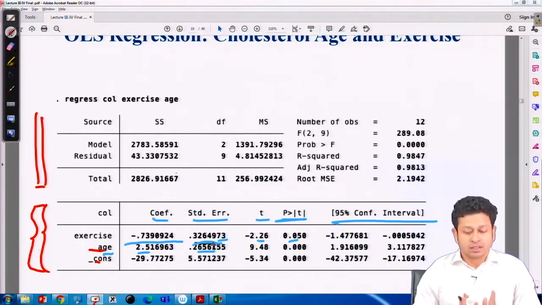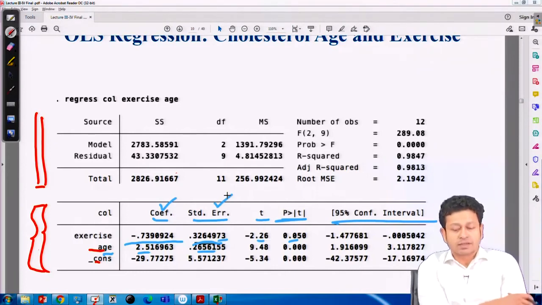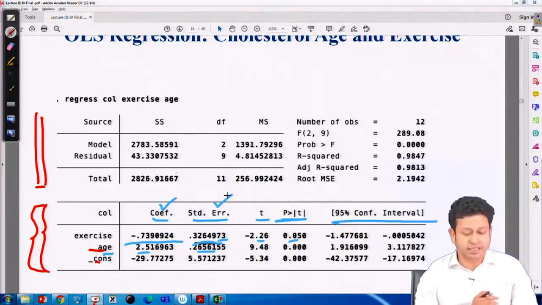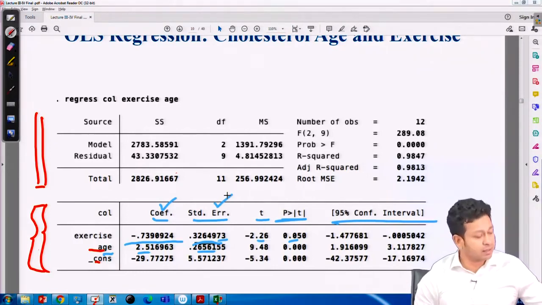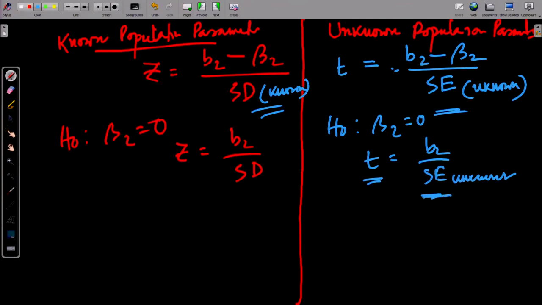So we have explained these two concepts, coefficient and standard error. Now comes our t, which we have already explained. Given our hypothesis testing, t is essentially B2, or the coefficient, divided by the standard error.